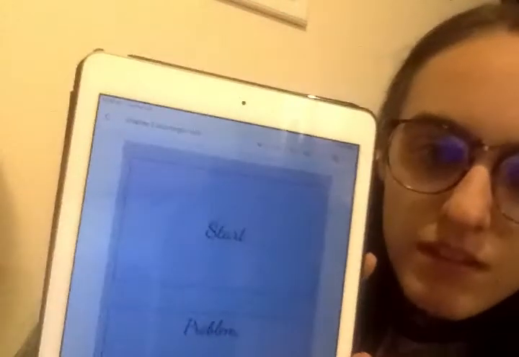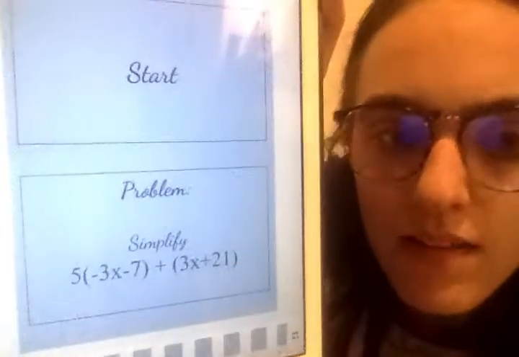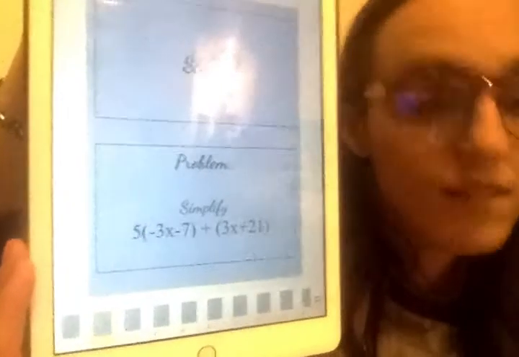Okay, what does this mean? Let's look at this. The next slide says start at the top, and then underneath it, it says problem. It says problem, and it says simplify. So that's what it wants you to do. It wants you to take this equation and simplify it. But what does it mean about answer?